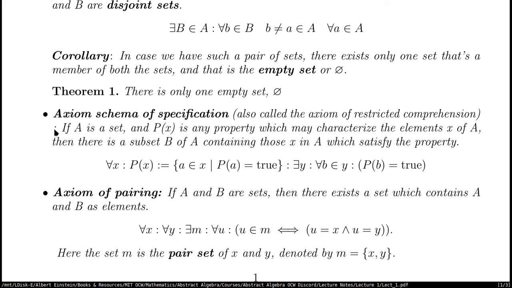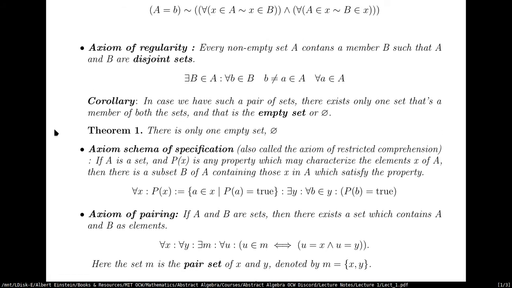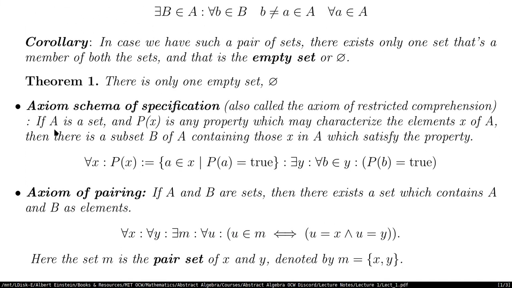Okay, so now we have the third axiom, the schema of specification, but it's more generally known as the axiom of restricted comprehension. This can sound daunting, but it's very straightforward. You have a set A, and P of X is a property, any property which characterizes the elements X of the set A. If you have that, then there is a subset B of A which contains the elements of A that satisfy the property.